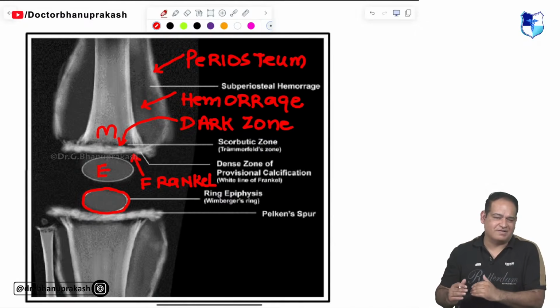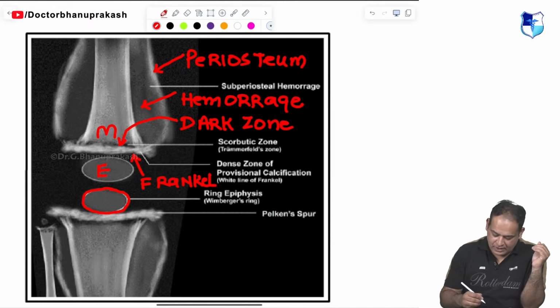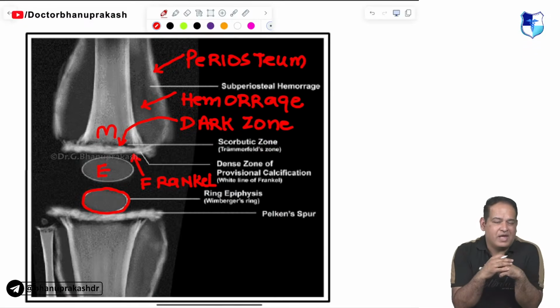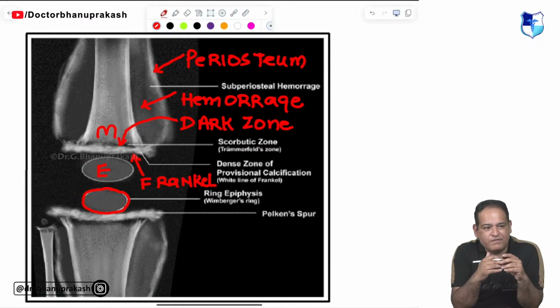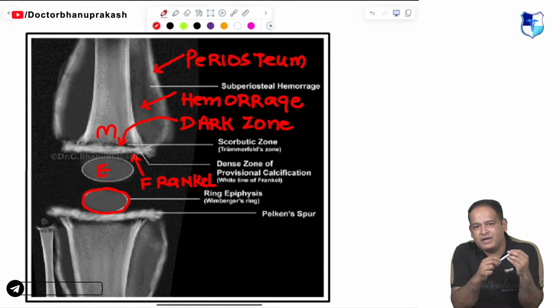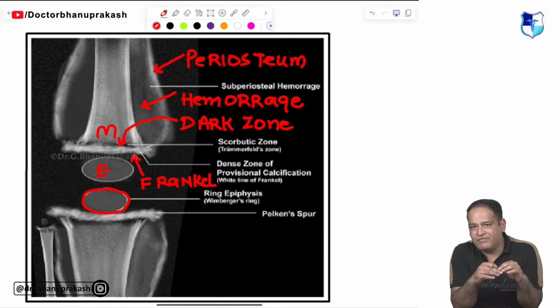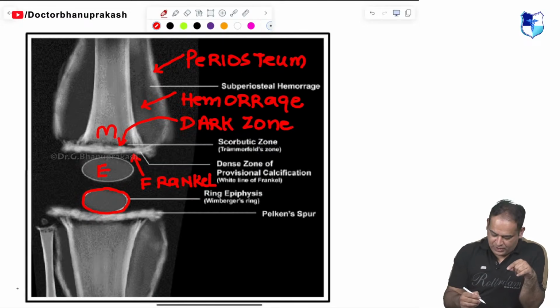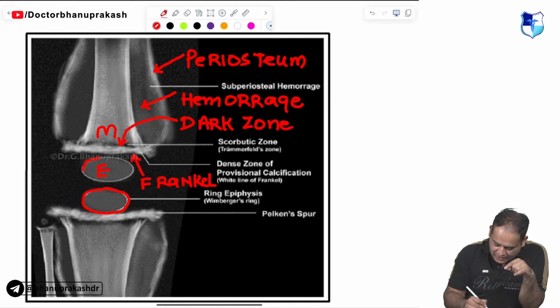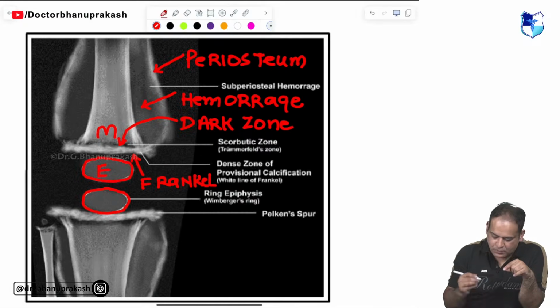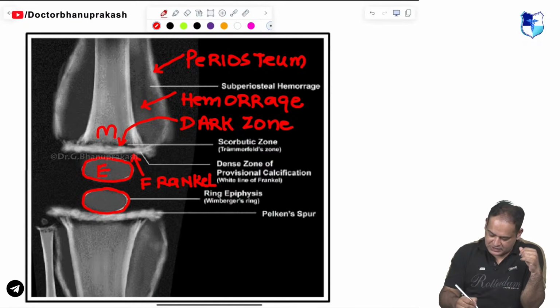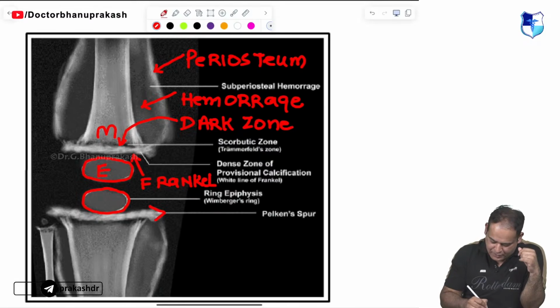On the next page all of this is written. Wimberger ring sign. It is seen around epiphysis. Many of the students are confused, sir, how to differentiate between healing rickets and scurvy. In healing rickets, you will get to see line of Frankel. In scurvy, you will get to see line of Frankel, but you will also get to see white line around the epiphysis, Wimberger ring sign.